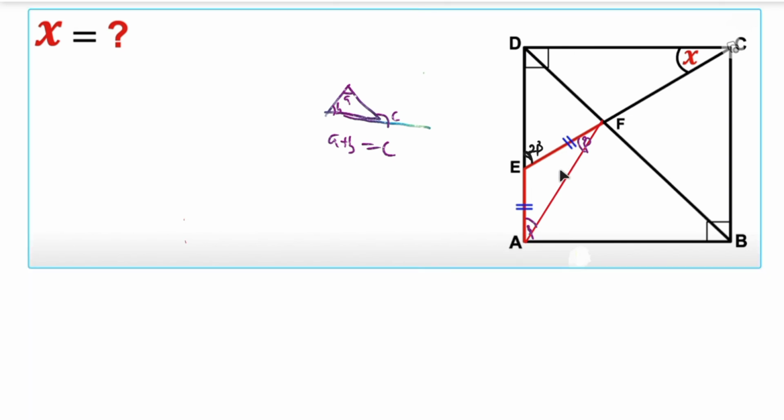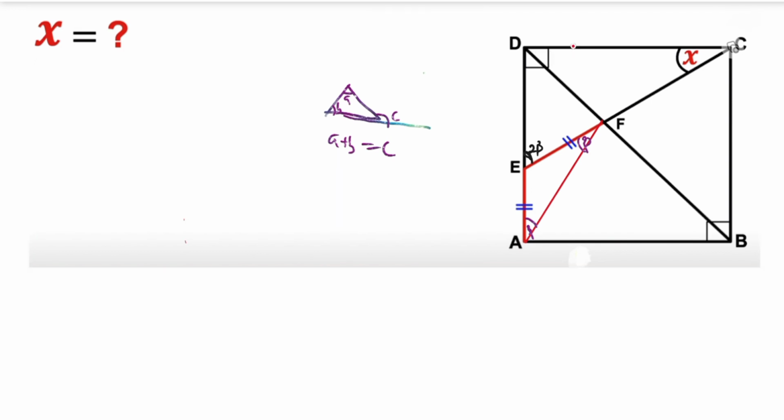Now the next thing we're going to do is look at this angle D. You can see that this is a square, and this forms angle 90. One thing you can take note of is that CD is the same thing as AD. So this can be 45 degrees, and this can also be 45 degrees, which is congruent.